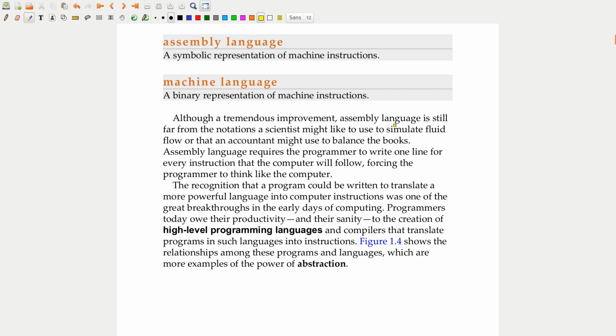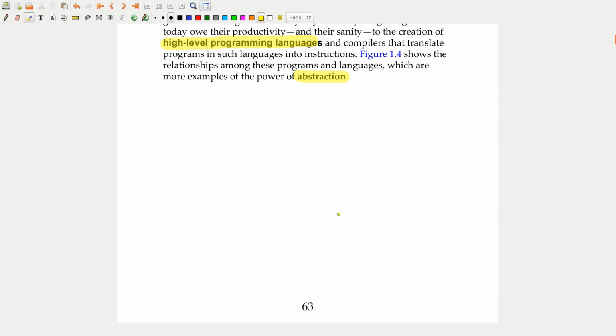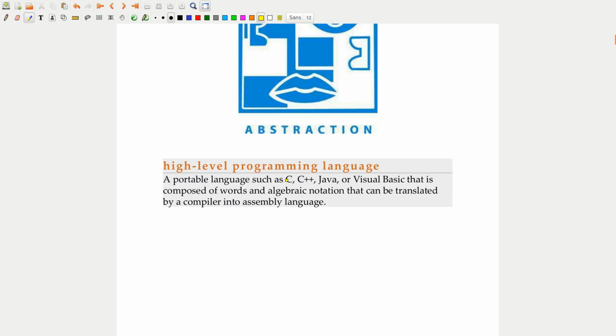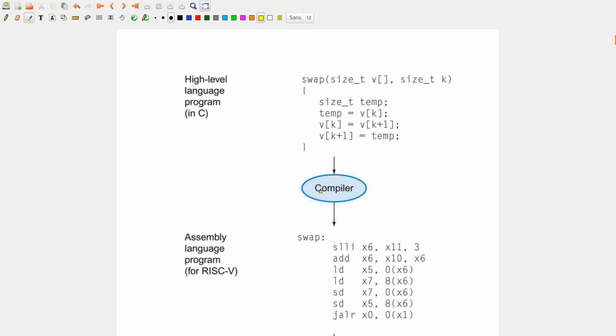So although tremendous improvement, assembly language is still far from the notations. So that's where we get into high-level programming languages like we talked about. And this is abstraction. This is that key concept that we were talking about earlier. Hey, look, there's a pretty picture of abstraction. So a portable language like C, C++, Java, not Visual Basic. We're not going to talk about Visual Basic. That is composed of words and algebraic notation that can be translated by a compiler into assembly language. Okay, pretty cool.